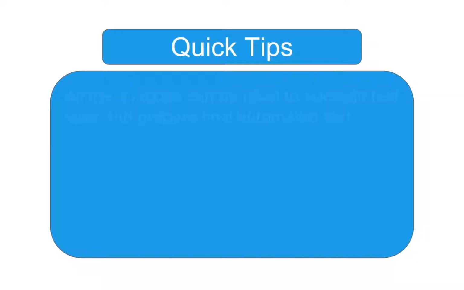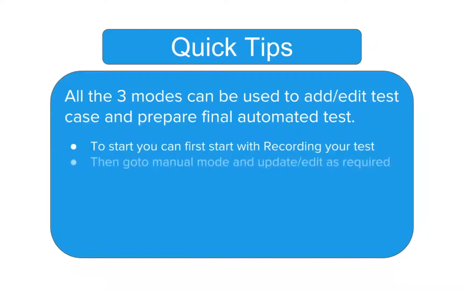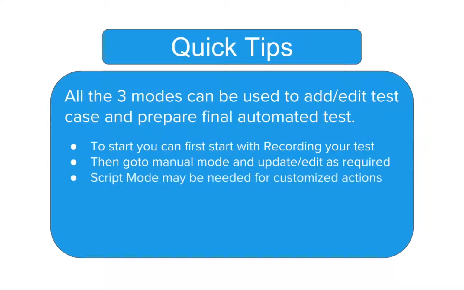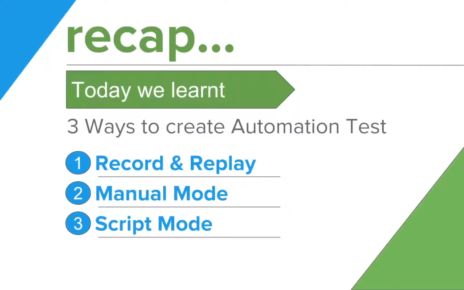Some quick tips: when you start creating your test cases, you can use all the three modes to prepare your final automated test. Ideally, you can start with the recording of your test so that you have all your steps and objects captured, and then you can go to the manual mode and do the editing and updates as per your requirement. You might have to go to the script mode where you want to add some more customized actions, and then you can replay your created test. So today we looked at these three modes of creating your test cases.